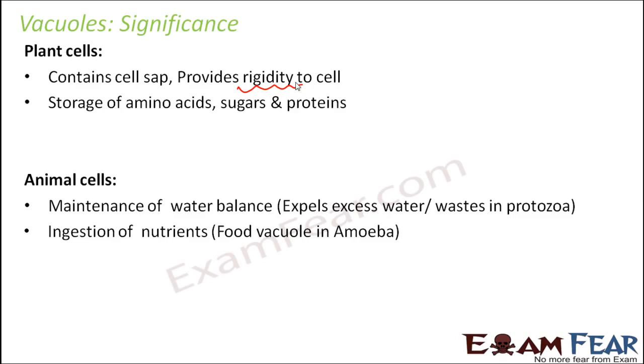Now it is generally seen that in young cells, there are many small vacuoles, but as the cells become mature, the number of vacuoles join together to form one large vacuole. So that is the general observation. So this was all about vacuoles.